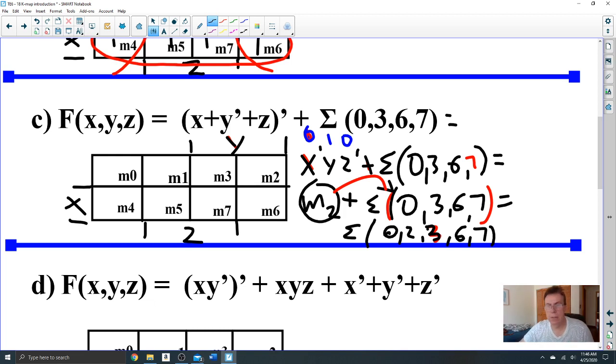All right, so let's put it on a map. Okay, so we have a function 0, 2, 3, 6, 7.